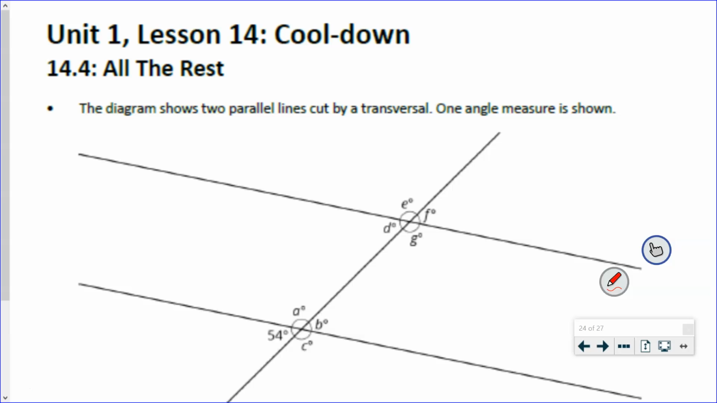I know the measure of angle B because of vertical angles. B is also 54 degrees. Again, probably a good idea to get in the habit of writing down how we know. We know this because vertical angles are congruent.